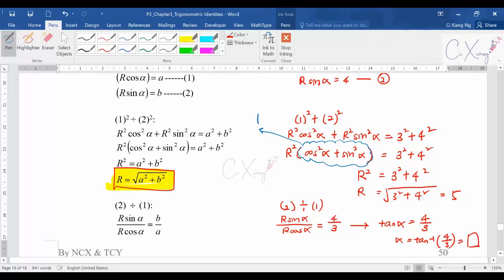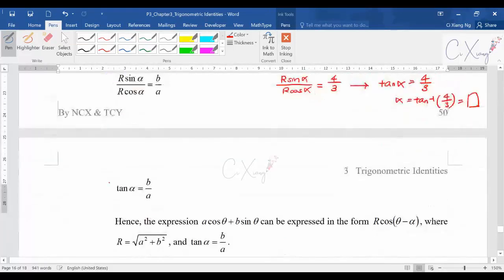All right, so for the proving part, they only show until you get this. You get tangent alpha equals b over a, and therefore this is the formula for the alpha. In the exam, you can still apply the formula. For the proving part, we just want to show you, because you can see it clearer. This comparison is very straightforward, so you should know what value R is and what value alpha is.